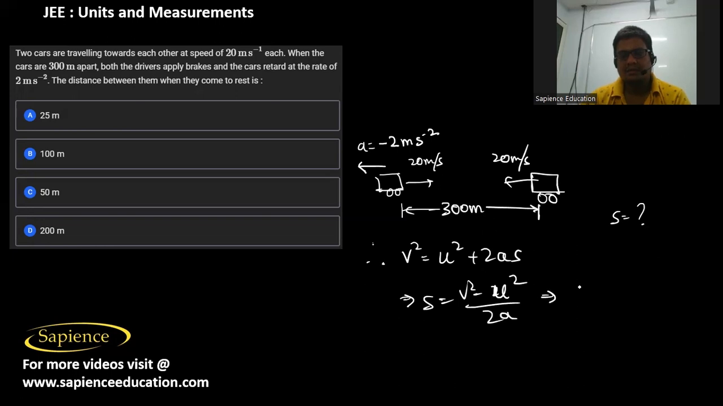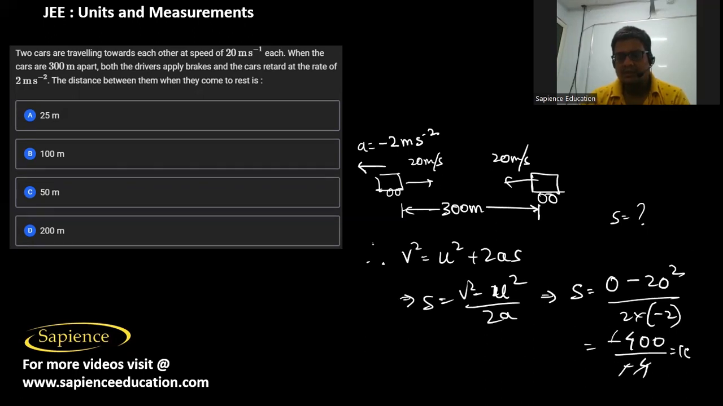Therefore, since final velocity will be 0 when they come to rest, and u is 20, the displacement will be minus 20 square by 2 into minus 2. So that will be minus 400 by minus 4, so that will be 100 meter. So it means each of the cars will move a distance of 100 meters when they come to rest.